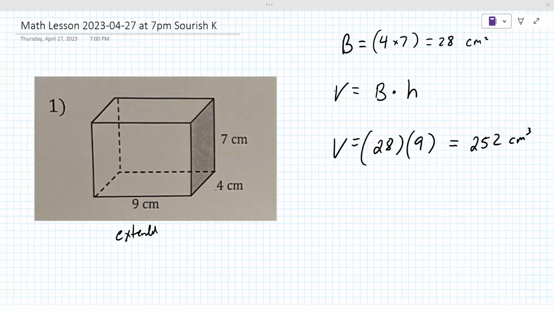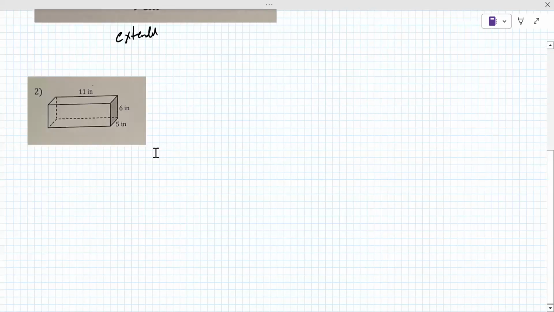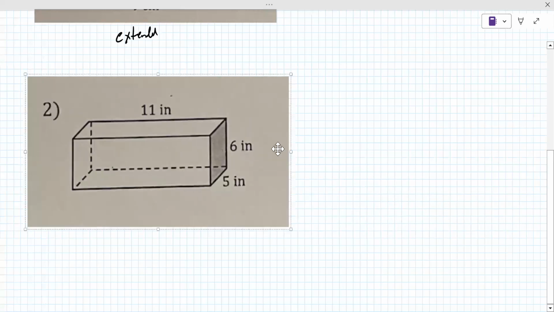We're doing that question. Good. For number 2, I want you to find the area of the base first. Okay. The base is the one that's shaded. Okay. All right, I got that.